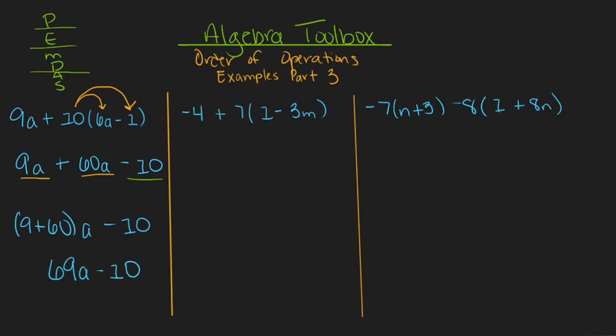Now that I've combined all the like terms that I can, and there's nothing that I can do to combine the 69a and the negative 10, I know that this expression has been simplified as far as it can go. Let's take a look at the next one.